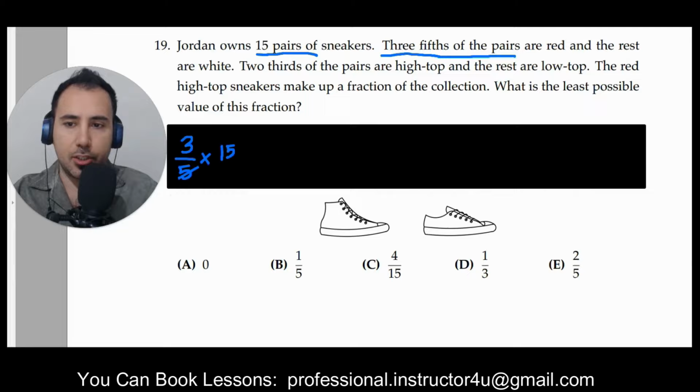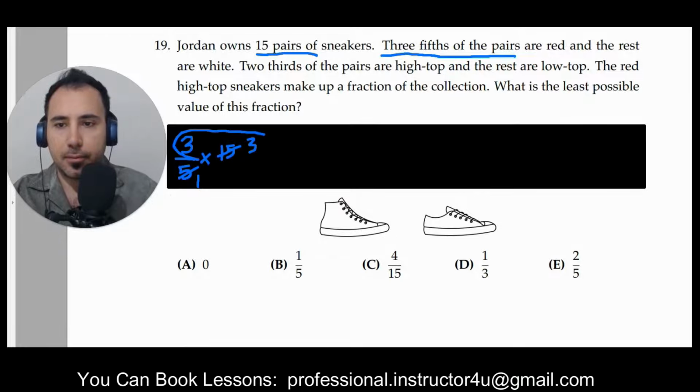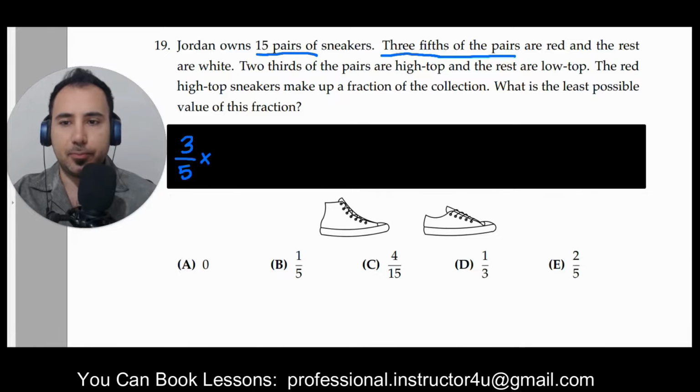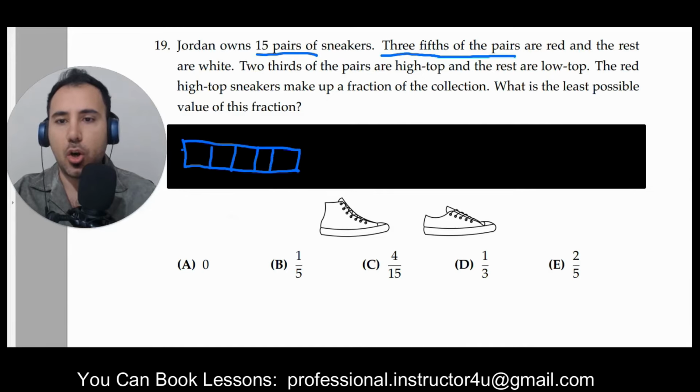You could go like this: 15 divided by 5 is 3. 3 times 3 is 9. Okay, this is one way. Or you could think about it like this. If it's difficult for you yet, you could imagine a rectangle like this. We're going to divide it into 5 parts. 3/5 is going to be 3 of these.